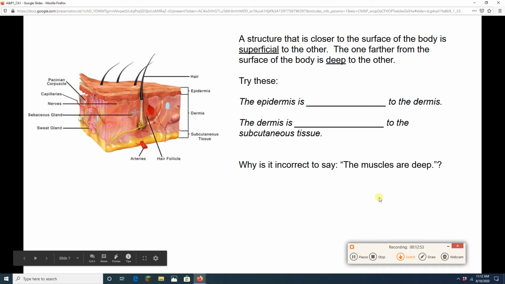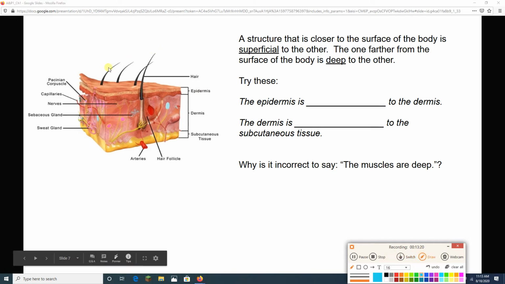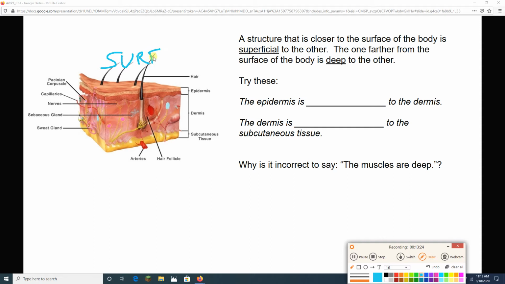There we go. Another pair of terms we use are superficial and deep. So if something is closer to the surface of the body, it is superficial to the other thing. The thing that's farther from the surface is going to be deep to the other thing. So, for example, we are looking at some skin here. This is the surface right here. You can see the hair coming out of the skin.